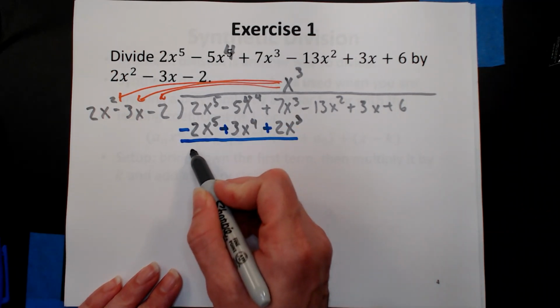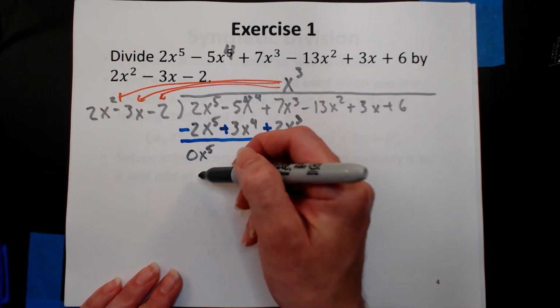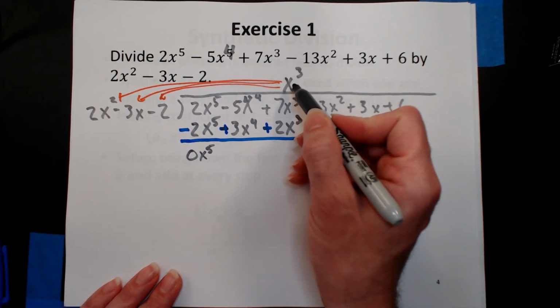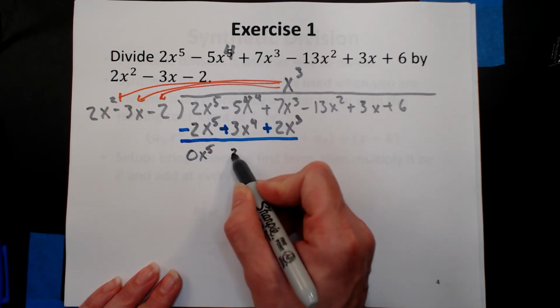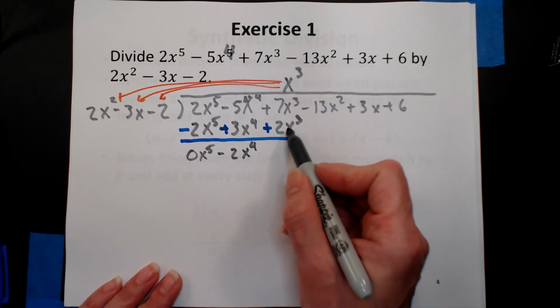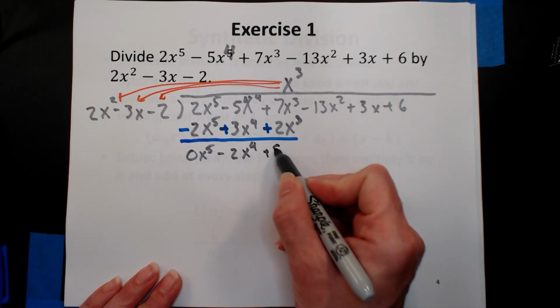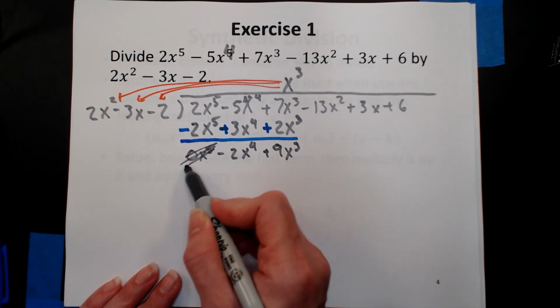What should happen is you should get a 0x to the fifth. You don't have to write this term, but this column should zero out. If you don't zero out this column, you didn't pick the correct thing to multiply by, or your multiplication was errored. And then over here, we're going to get 2x to the fourth. That's minus 2x to the fourth. And then we're going to get plus 9x to the third. I have two terms here. This one doesn't count, that's zeroed out.